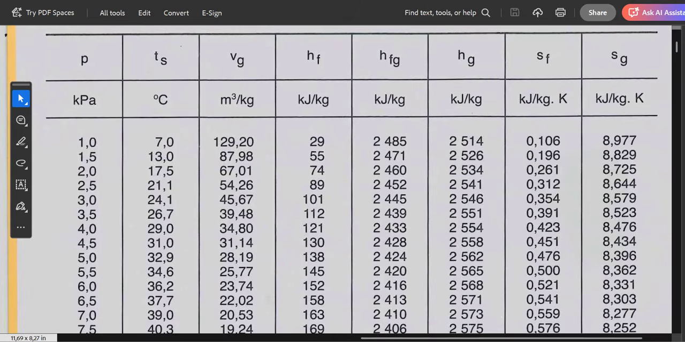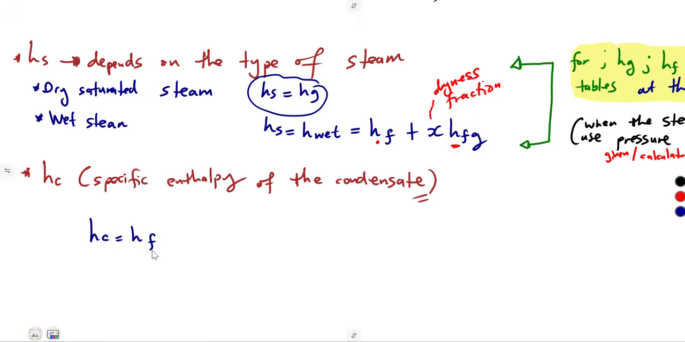HF here must be taken because this is the liquid that we are dealing with. So it must be taken from the condensate temperature. So this HF from our steam tables is taken from TC, the condensate temperature. All right, this one I think is straightforward.